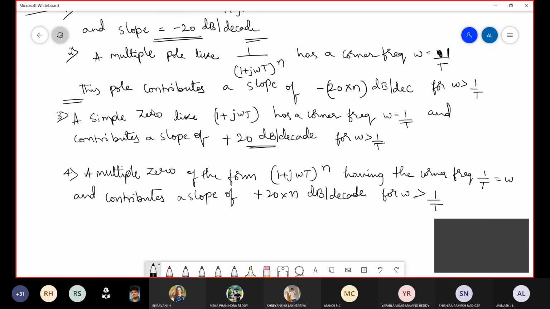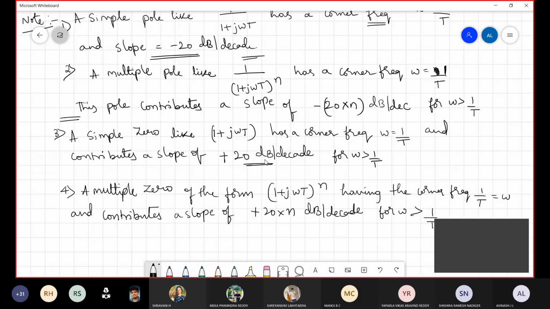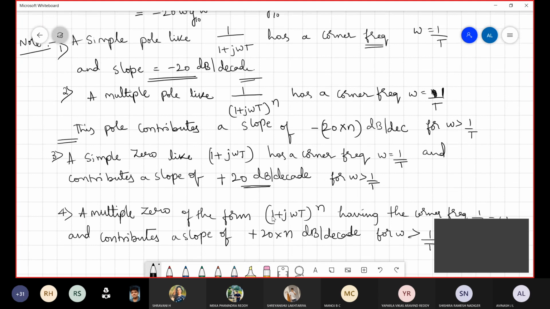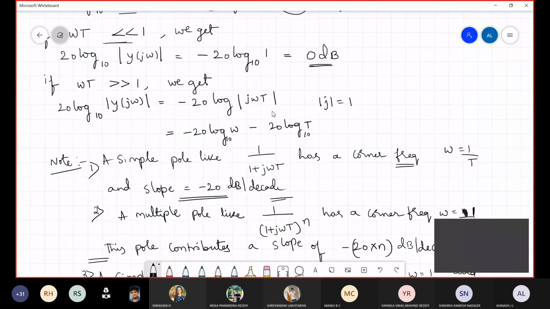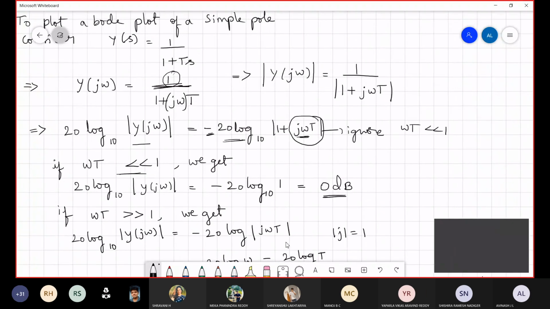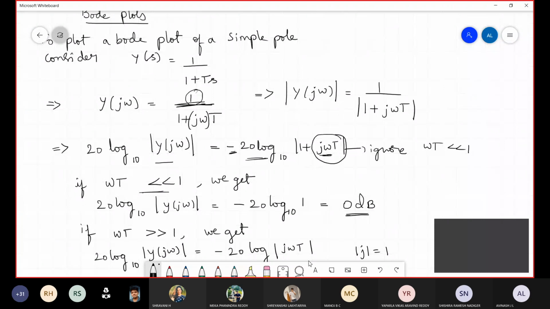So all of you have taken this one. Shall we go to the numerical? Please go through all these things. In this particular scene, we are going to calculate everything. We are going to plot a Bode plot for a simple pole. We will find out Y of j omega, the modulus, and 20 log of it. All those things we'll be finding out.